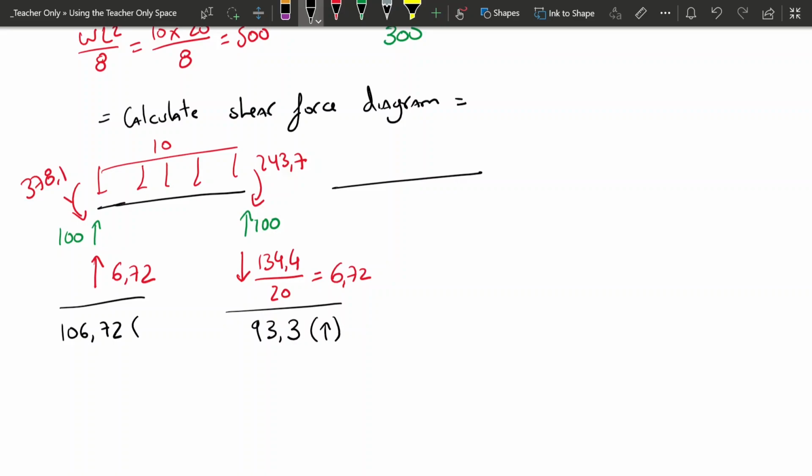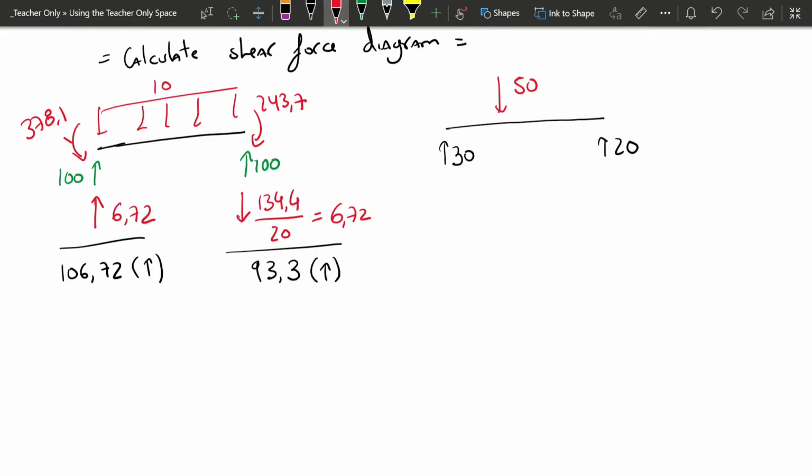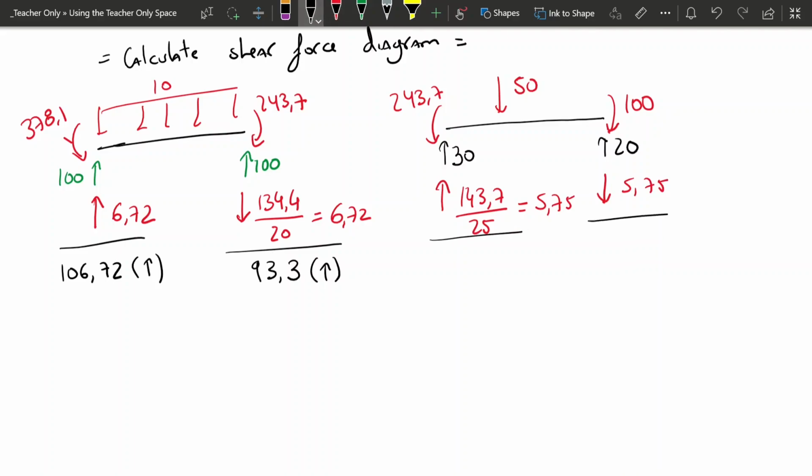Both of them up. For the other bar, we have our 50 here. We already know the reactions from the free-ended moment, so we know it's 30 and 20. And now we're just going to add the moments. We have 100 on the right, and on the left we get 243.7. So again, the 243 is bigger, so we need to balance with a clockwise rotation, and our difference here is 143.7 that we're going to divide by the total length, which is 25. And here we get 5.75 for these two forces. When we add up, we get 35.75, and here we get 14.25.